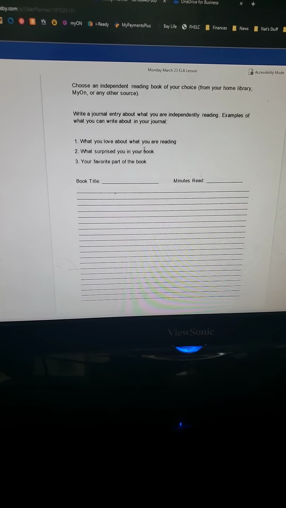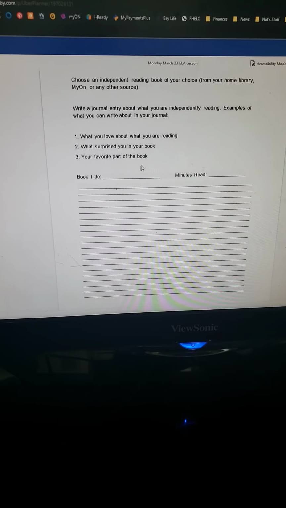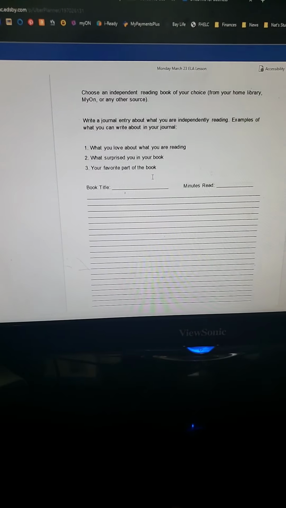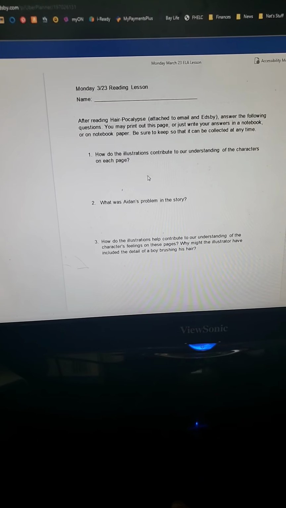You can either write about what you love about what you're reading, what surprised you in your book, or your favorite part of the book. And so that is Monday.